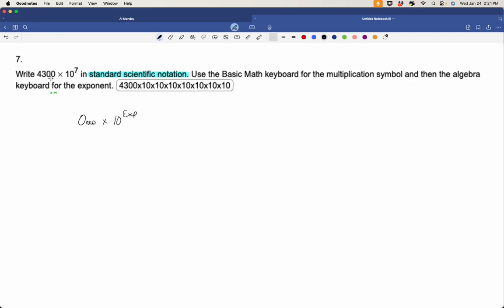So we're going to move the decimal for that to happen. So we have 4,300 times 10 to the 7th power. Okay? So what you want to do is you want to move the decimal to the left, which means it's going to be a positive exponent. So 1, 2, 3, plus 3. 4.3 times 10, 7 plus 3 is 10.